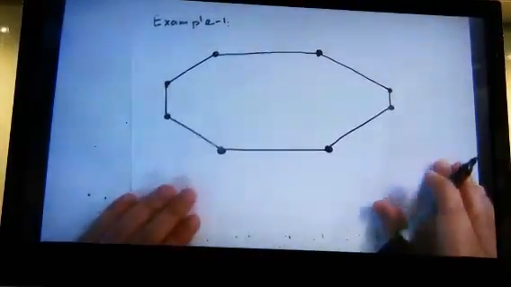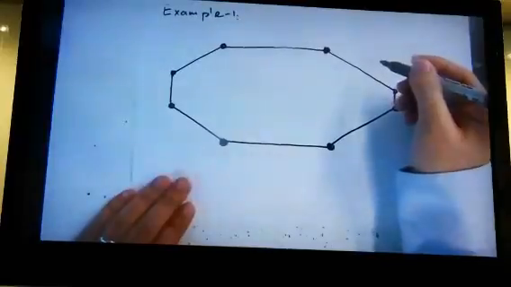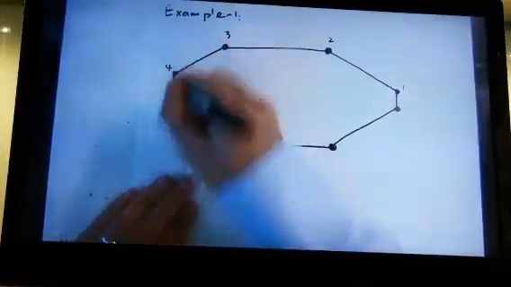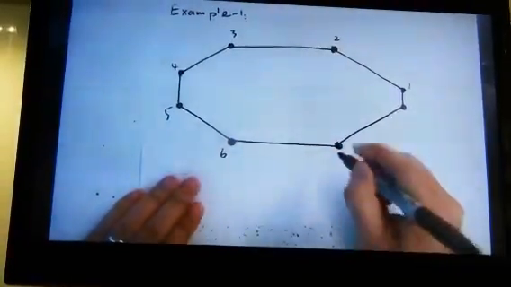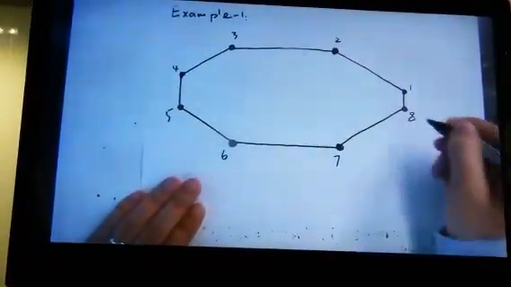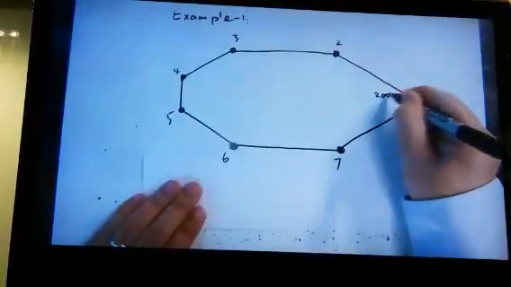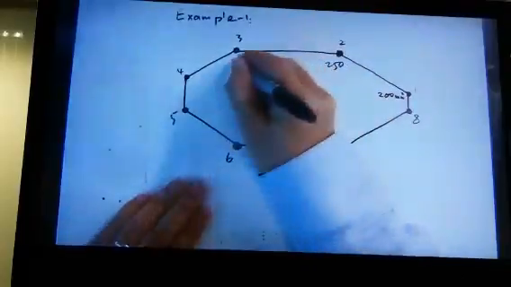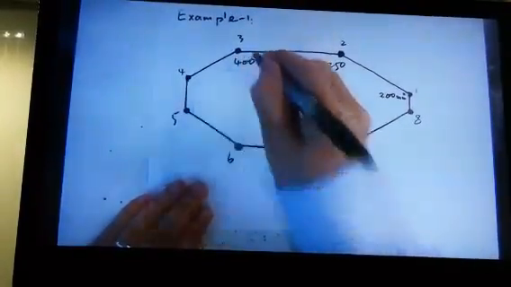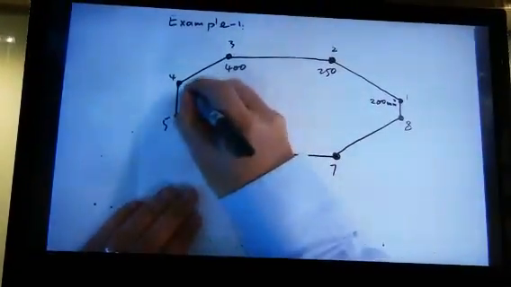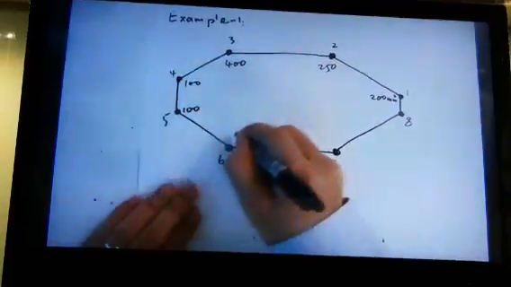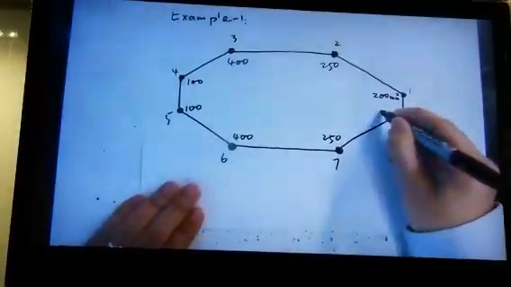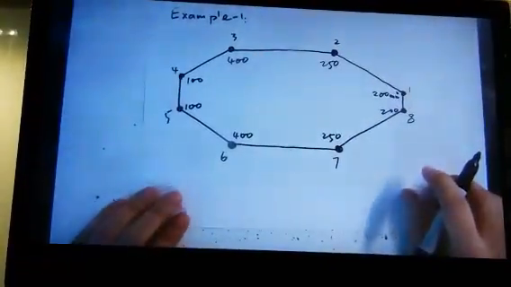The first boom area is here. Boom areas 1, 2, 3, 4, 5, 6, 7, 8. This one is 200 millimeters square. This one is 250. This one is 400. And this one is 100. This one is 100. 400. 250. And this one is 200. So this is the area of the boom.